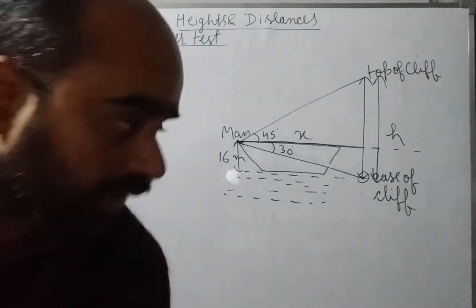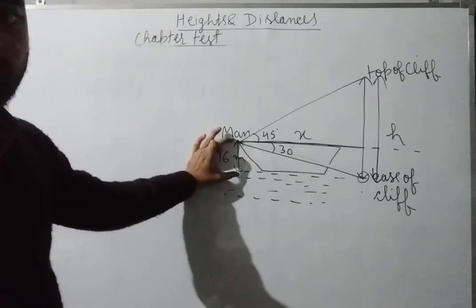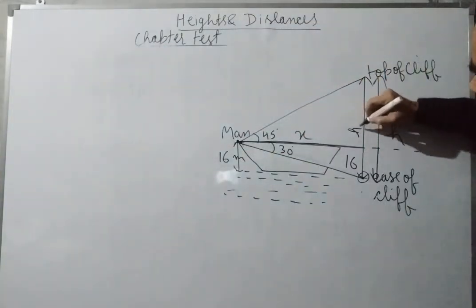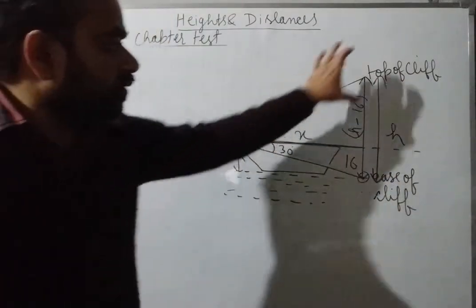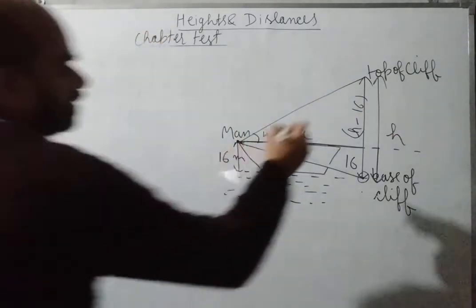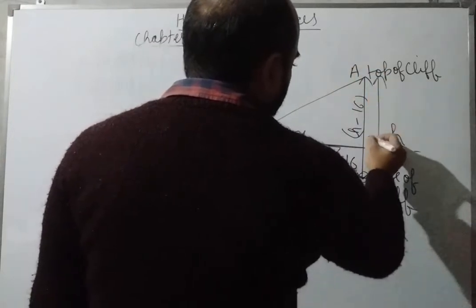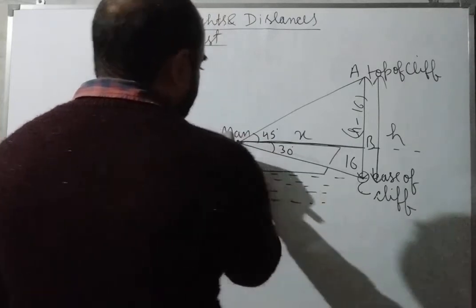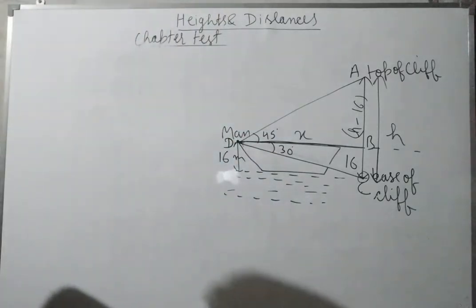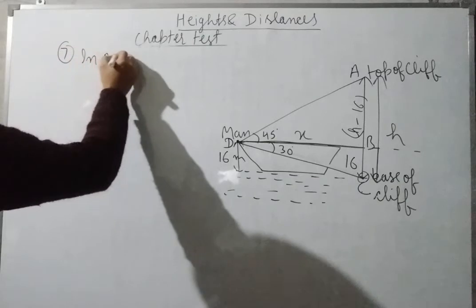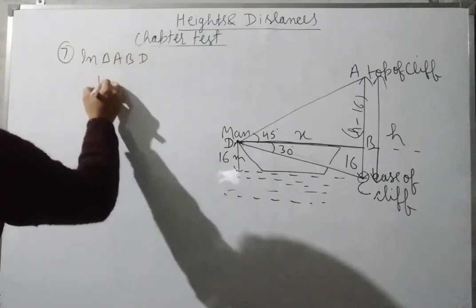And we have to calculate the height of the cliff. Okay. So first of all, this is 16 meter. So this will be also 16. Total height is h. Therefore this will become h minus 16. So suppose the names are A, B, C, D. Correct? So in triangle ABD, seventh question, in triangle ABD, what is tan 45?